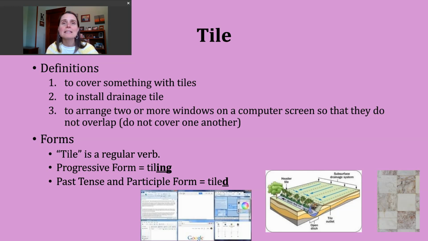Our base verb, tile, ends with an L sound. Even though it ends with the letter E, the last sound we're making is an L sound. And this means, because L is a voiced sound, when I add the ED ending, I'm just going to make a D sound. Right? I'm not going to add an extra syllable as I say it. So the past tense and participle form of this verb should sound like this. Tiled, tiled.